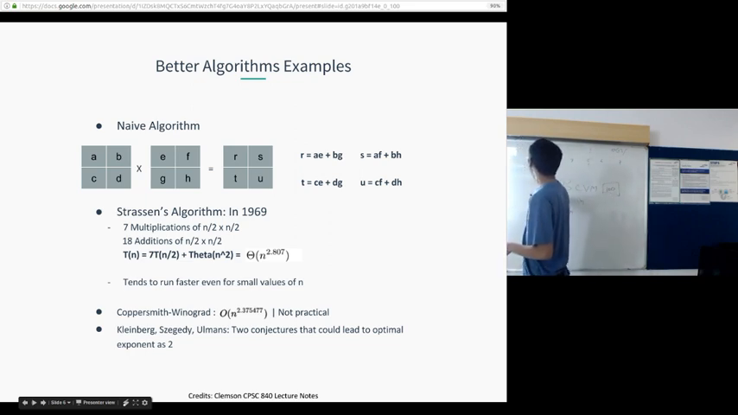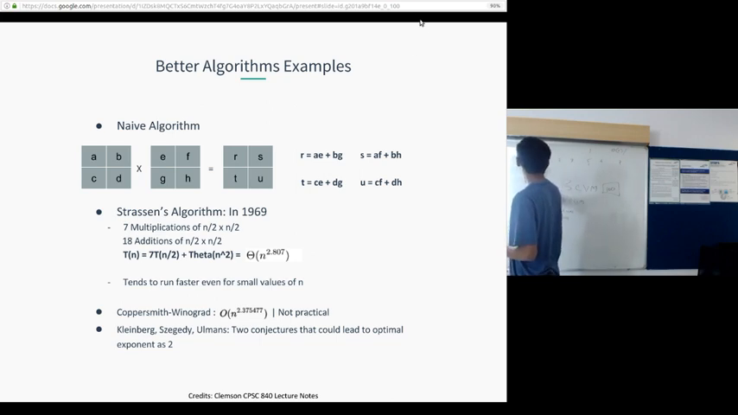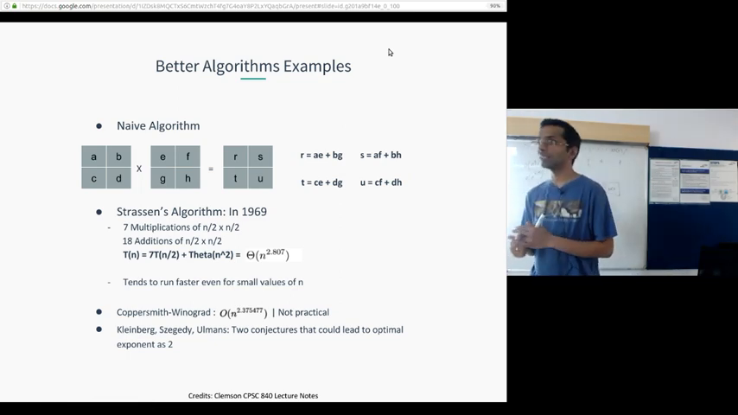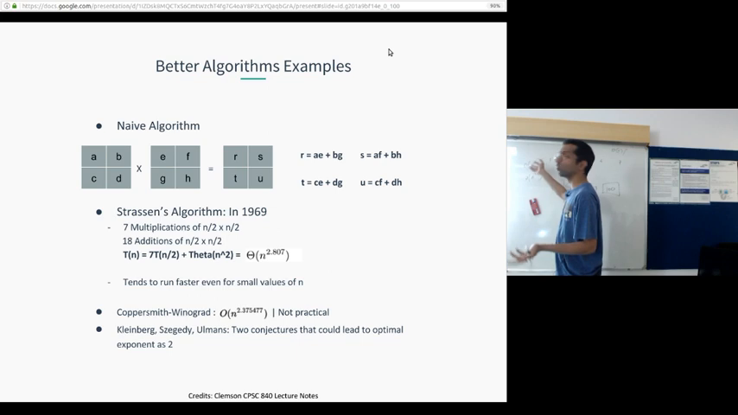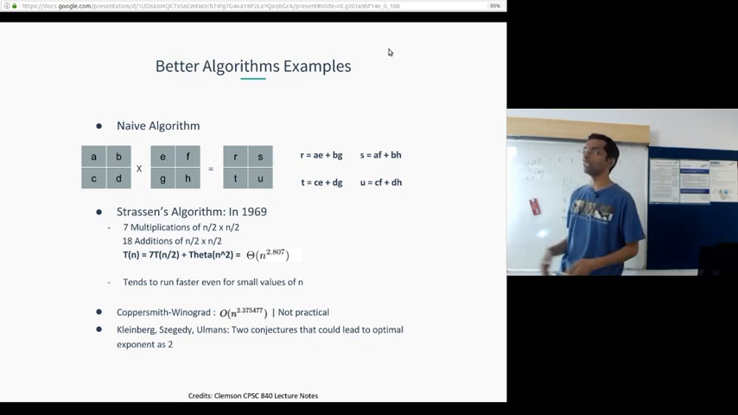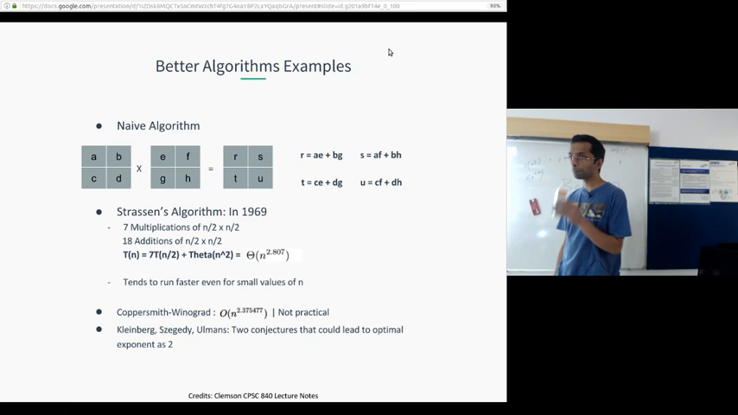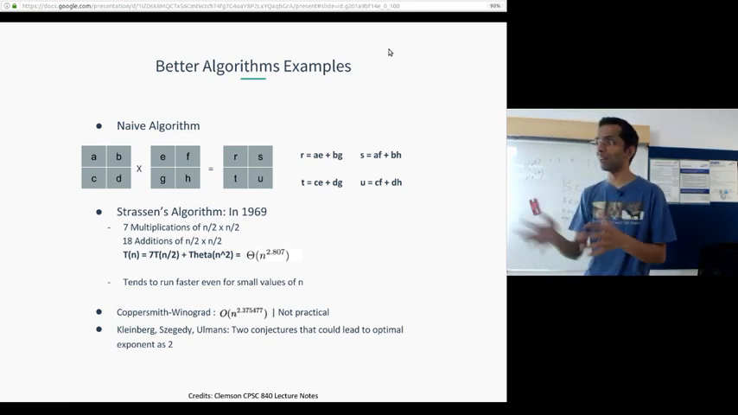Now, can someone say what is the effect of that going from n cube to order of n to the power 2.80? So with n cube we said we can do up to a 1000 by 1000 matrix. With this algorithm, how much can we do? You can just run some numbers.